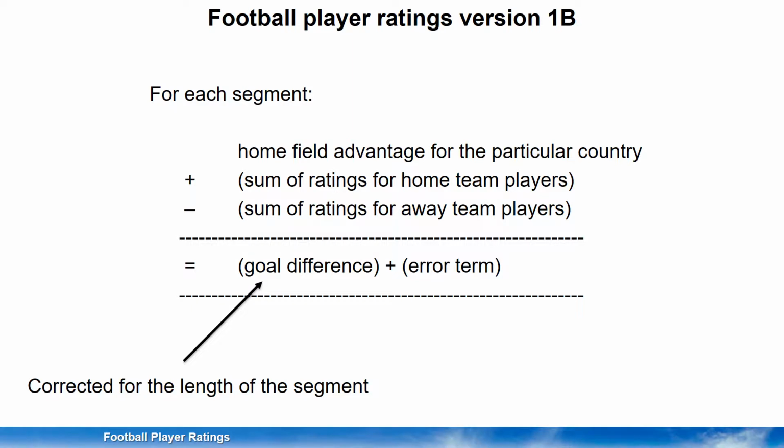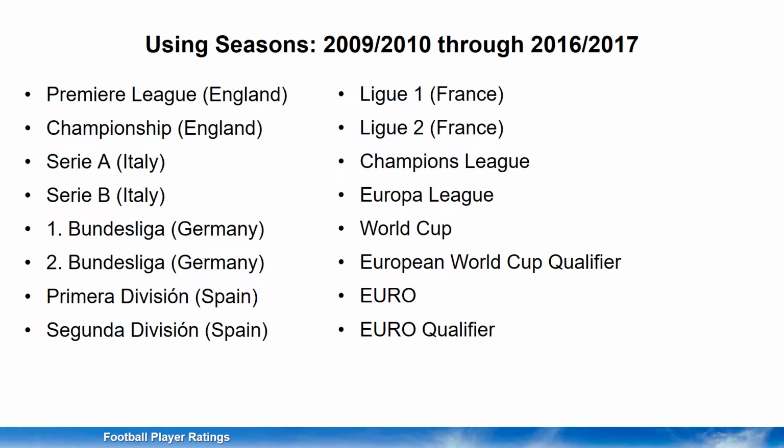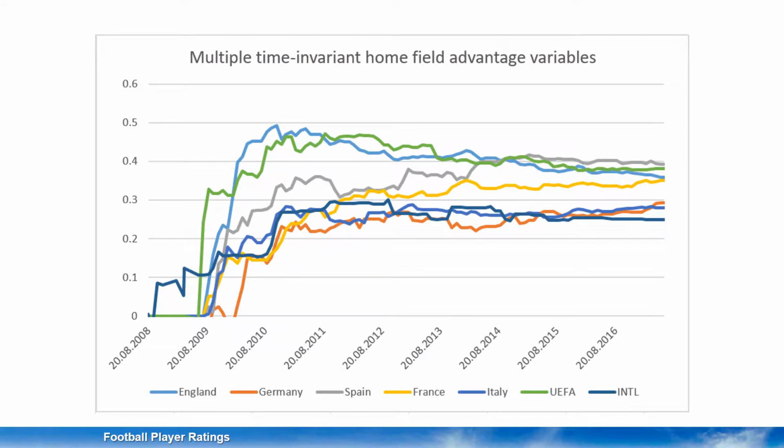Before we look into whether we should also model the home field advantage as being time dependent, let us also look at what happens if we include a separate home field advantage variable for each country, treating the European competitions and the international games separately. We then observe that there seems to be quite different levels of home advantage in different countries, with the largest advantage being found in Spain and in European matches, and with the lowest advantage being found in Germany, Italy, and in international matches.